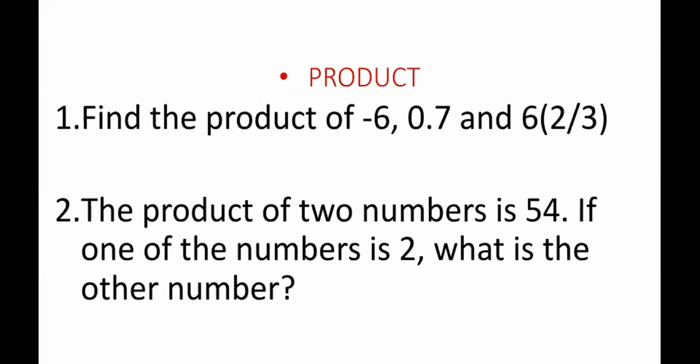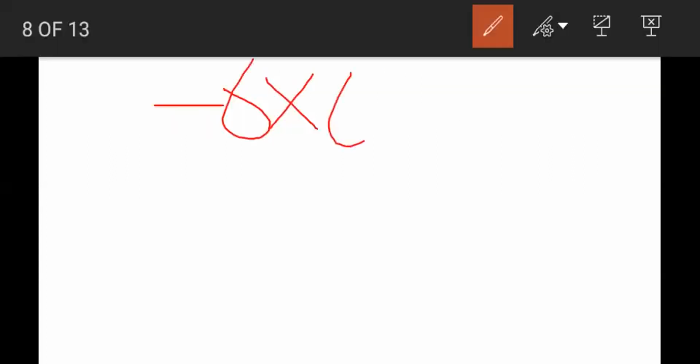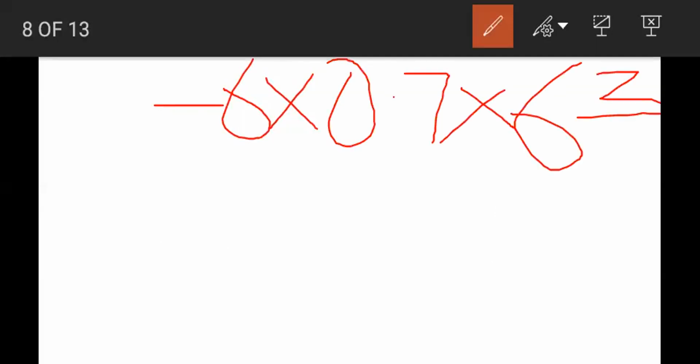Somebody should call the question for me. Minus 6 times... You know, I said multiplication is product. Minus 6. What's the next number? Fabian and Tori, you are not talking. What's the second number? Minus 6, 0.7, and 6 whole number 2 over 3. So this is the question. We want to find the product, which is multiplication, and this is what we'll be doing.